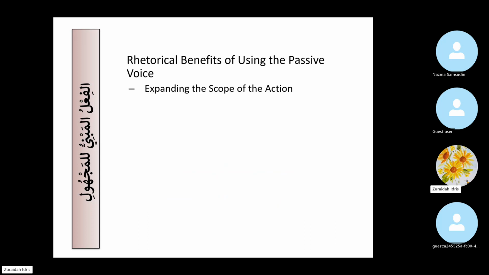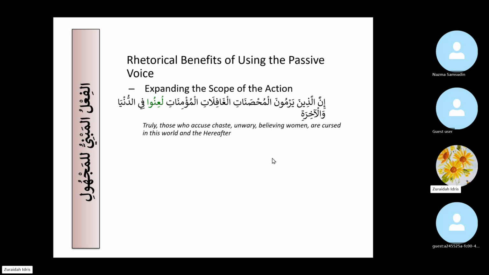Okay. Now, expanding the scope of the action so that you don't have to limit yourself to a particular person or a group of people. This applies to everyone, or anyone. So truly, those who accuse chaste, unwary, believing women, yeah, or ladies who are believers. They didn't do anything wrong. Of course, this ayah came down because of Aisha radiallahu anha. Yeah, she was accused of zina, right? So this is something that came down because of that. One of the reasons why.